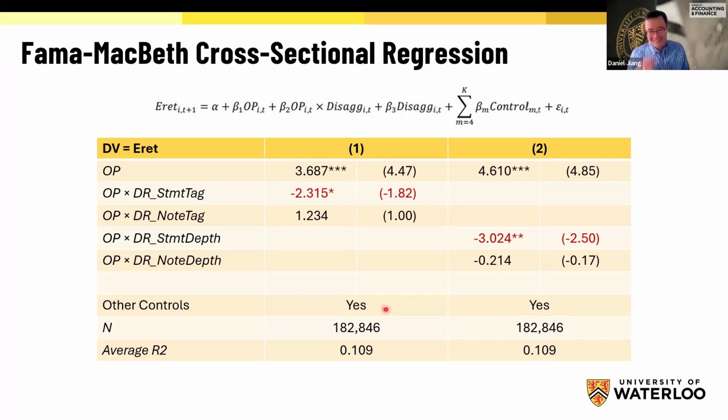Oh, that's cool. Yeah, so I think this is why we feel this XBRL data is very unique to this setting. And if we get back to the result, if we look at the tags used in the note, we don't find any significant result, which suggests that only the information disaggregation on the face of the income statement consistently attenuates the OP anomaly.